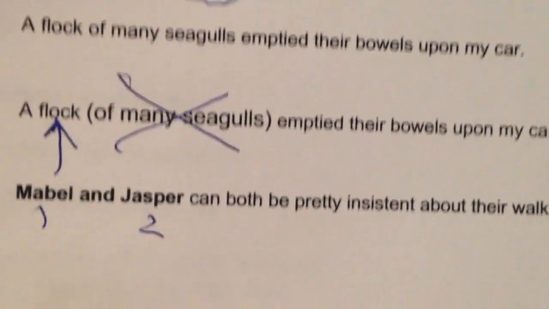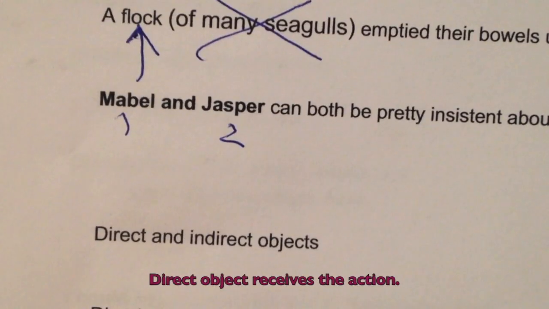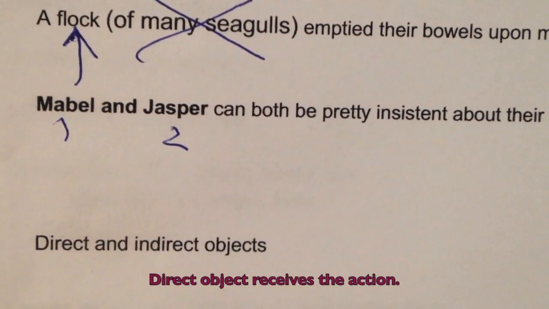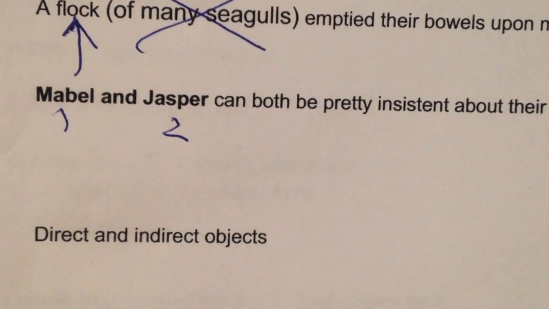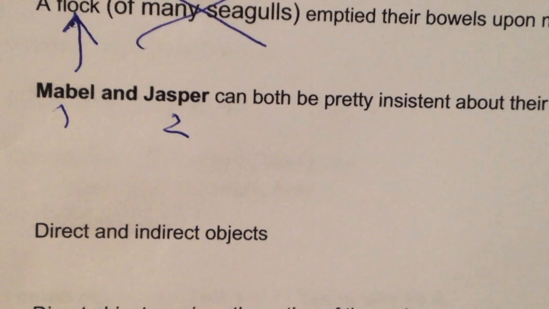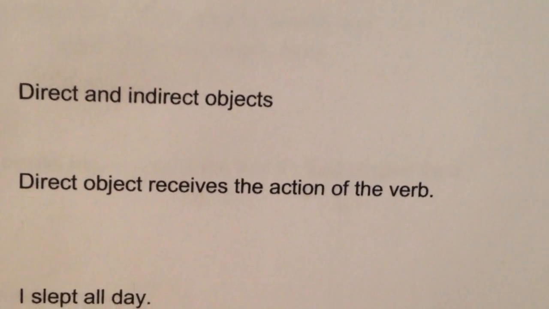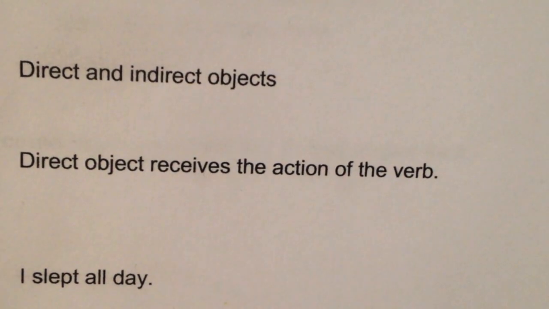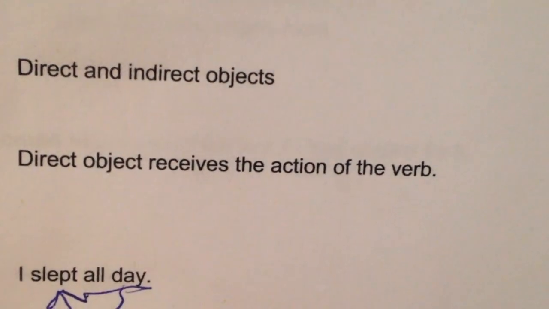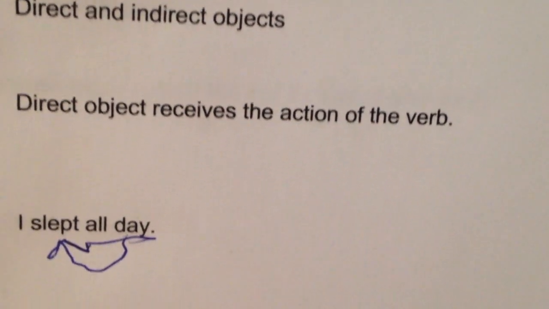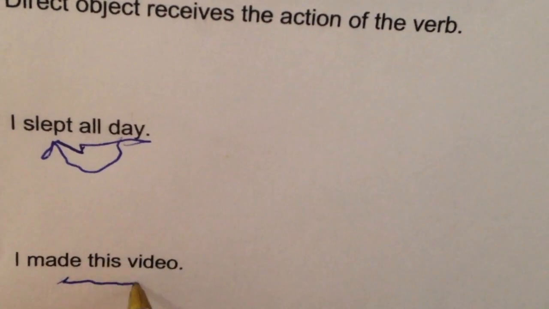Now, if the verb is an action verb, sometimes it might have some object that receives the action of the verb. We call that the direct object. However, some sentences with an action verb do not have a direct object. An example would be the sentence, "I slept all day," with "all day" not receiving any kind of action, but just an adverb phrase modifying the verb "slept." However, in the sentence, "I made this video," we can see that the action of "made" happened to "this video." That is, this video received the action of my making.